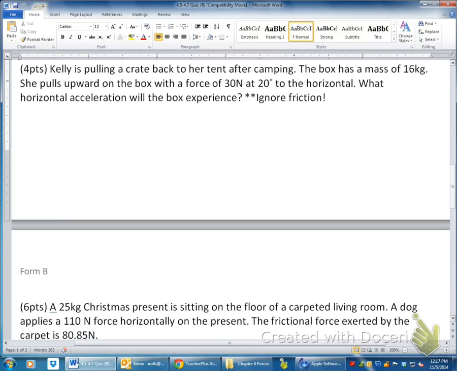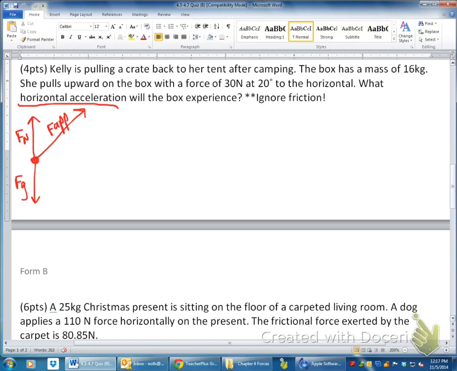Okay, this problem says we're looking to find what? Horizontal acceleration, okay? So let's go ahead and draw our free body diagram, and then we'll see why that horizontal acceleration is important. Okay, so free body diagram, what forces are acting on this box? Normal force, because it's on a surface. Force of gravity. And what other force? The applied force, right? Because she's dragging this crate with some force.